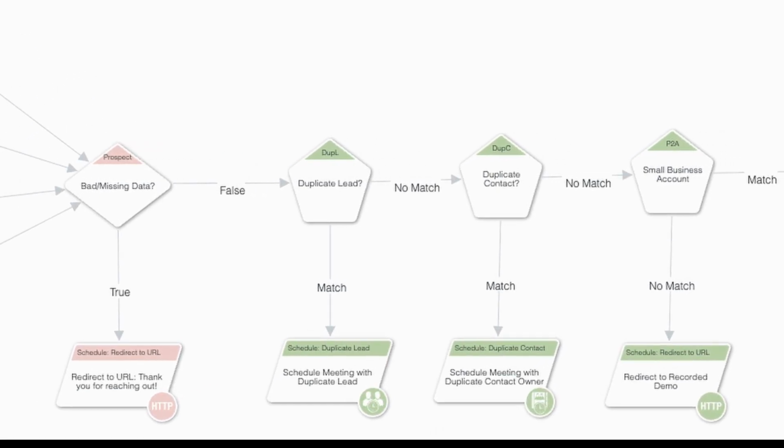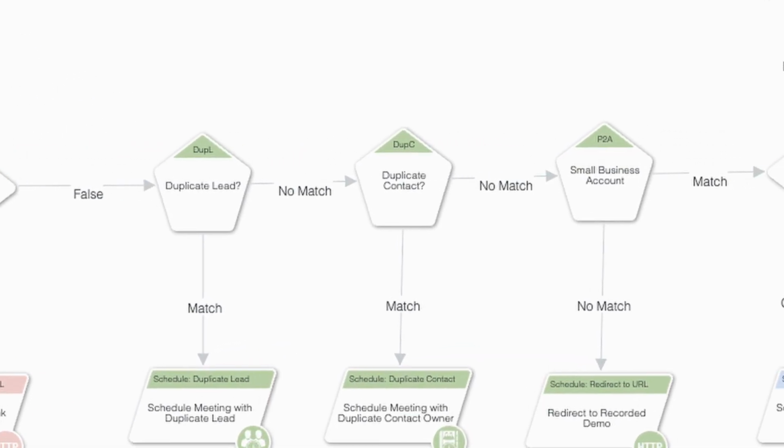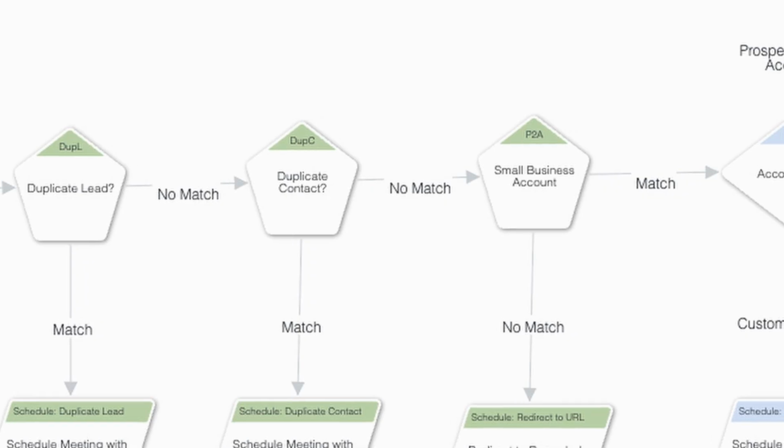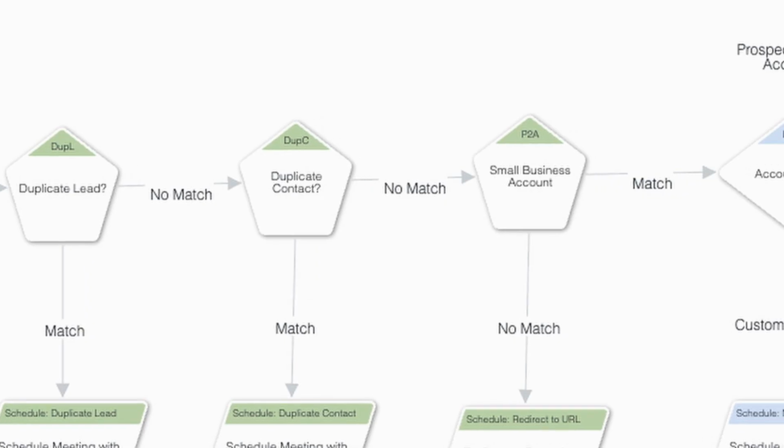And lastly, our lead to account match. Is this a small business account? While this represents nearly 30% of Catalyst Solutions' annual revenue, these deals are small and need to be transactional to maintain tight margins. For this path, Catalyst has chosen not to schedule meetings with their SDRs. Instead, the prospect is redirected to a recorded product-specific presentation.